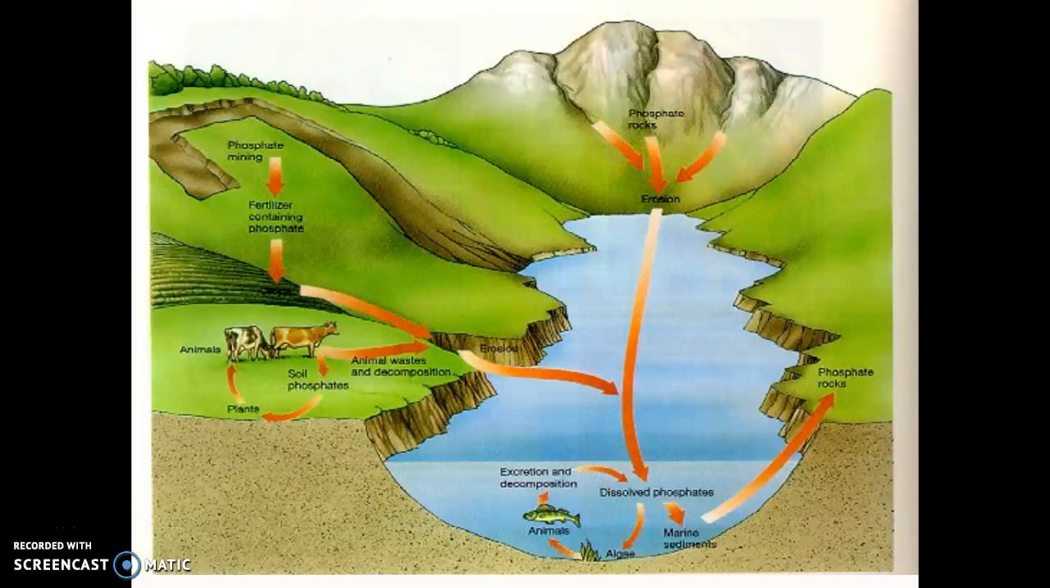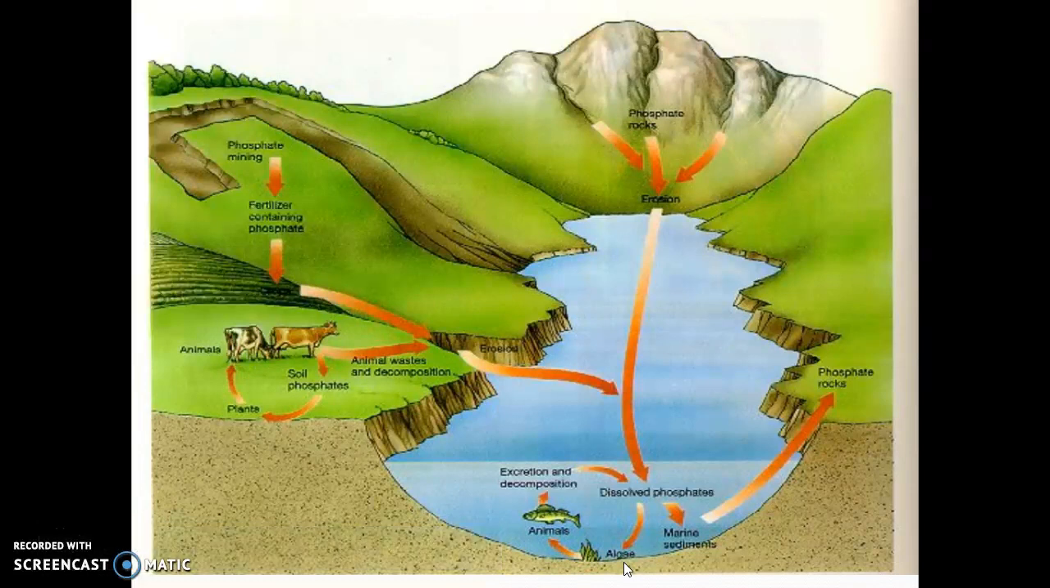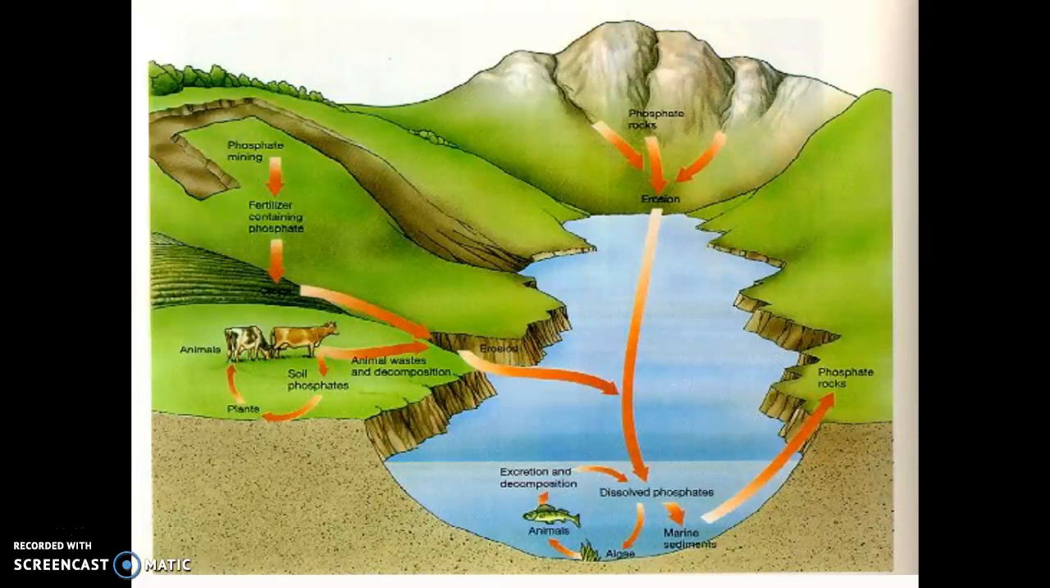So if you take a look at the diagram, we have phosphate that is in rocks, and then through erosion they can fall into this little lake here, which is what the algae will take up through the dissolved phosphates, which the animals will eat, and so forth. So that's how the phosphorus kind of gets taken up for us. So go ahead and pause the video and take a look at this picture a little bit closer.